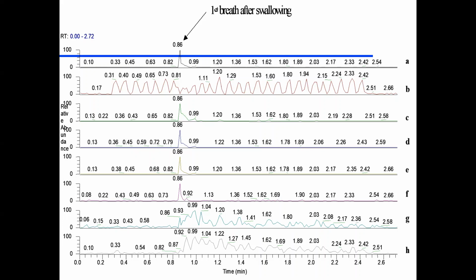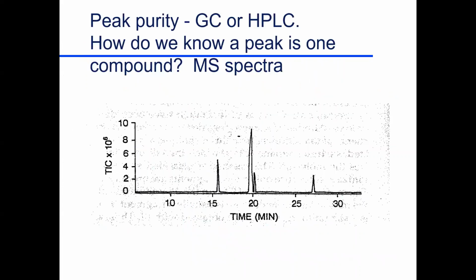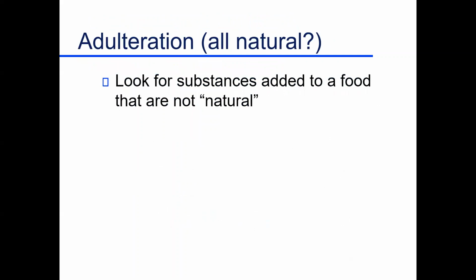So you can get an idea of what flavor molecules are released and which ones are retained. You can change the formulation and ask, how do I change the stimulus that the person's been given? It's a rather interesting one. Peak purity, well, okay, we know that one. GC-MS, you look at the MS.